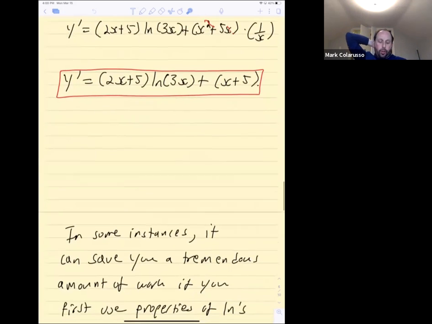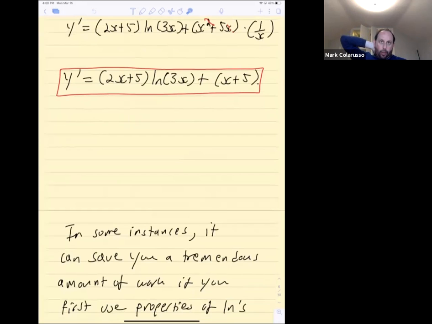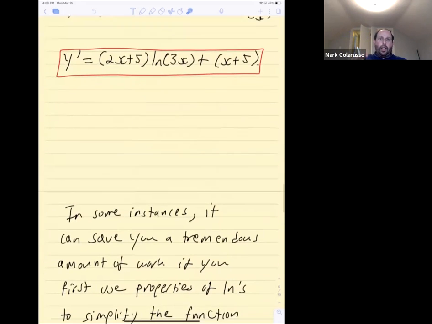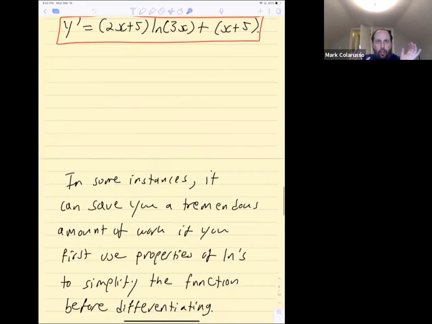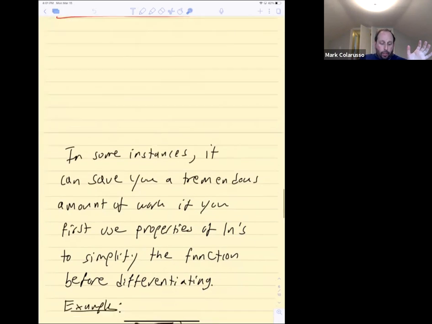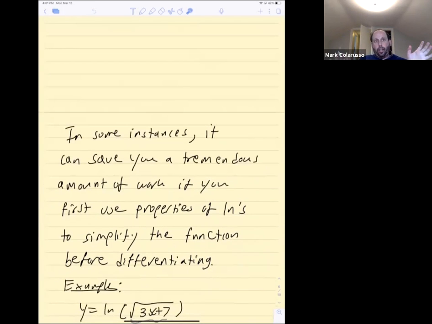The other thing you can do with this, and it's important to be aware of, is that sometimes you can save a ton of work if you first use the properties of ln's, of logarithms, to simplify the function before differentiating. In the last full video, video 20, in the beginning, I talk a lot about properties of ln's, the sum, the product property, the quotient property, etc. And we use those to solve logarithmic equations.